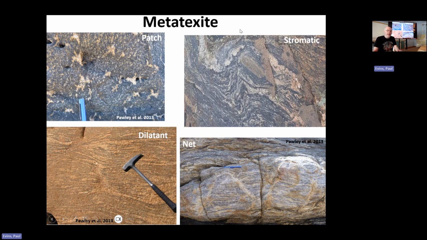So now we're into the world of metatexite, and we're going from lowest to highest strain. Here's the lowest strain. You get a patch migmatite. It's also a lower melt fraction. This is what an amphibolite can look like in Stockholm. You get a little bit more pulling apart. You get maybe some boudins. You get a dilatant metatexite. You pull it out a bit more, and you can start getting melt in these conjugate shears here. That's called a net migmatite, metatexite. And then eventually you deform it enough that you just get these new layers here, and you get a stromatic, so a wavy layered leucosome type of structure here. This one's from Stockholm.